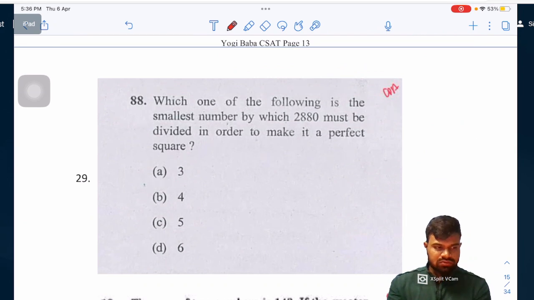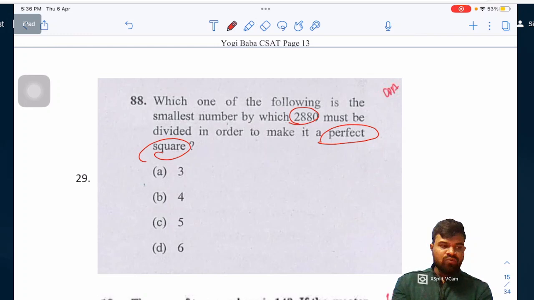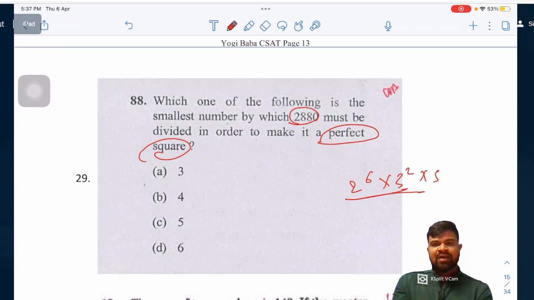Okay. Now again, a perfect square question for 2880. For 2880, it will be 2 to the power of 6 into 3 to the power of 2 into 5. This is the prime factorization of 2880.